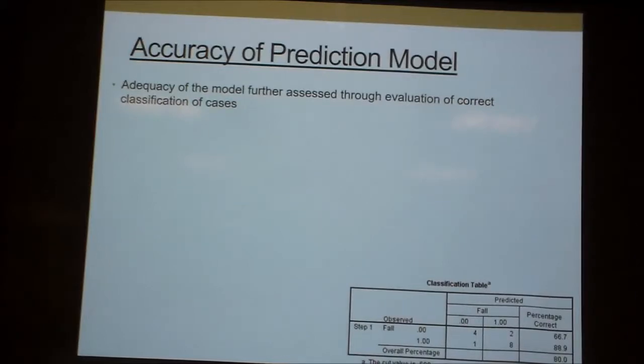All right. So here's another thing, looking at evaluation of correct classification of cases. Here is our classification table for our skiing example. If we look at this 2 by 2, here's what we observed, whether or not people fell or didn't fall. Here's whether we predicted people wouldn't fall or they would fall. And it looks like we did okay. Overall, we're about 80% correct, right?